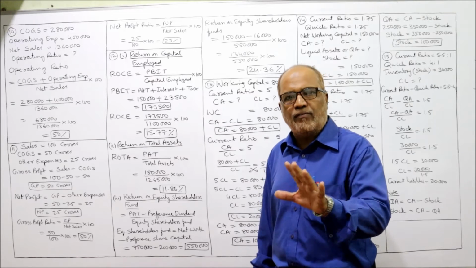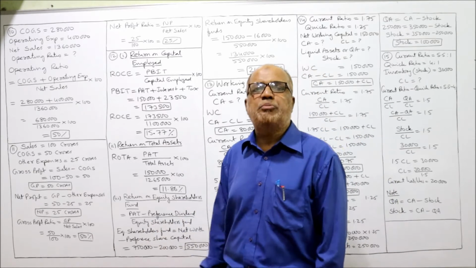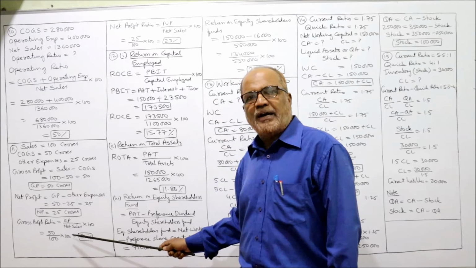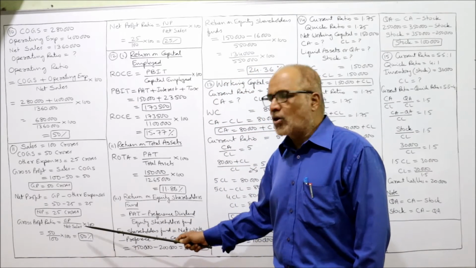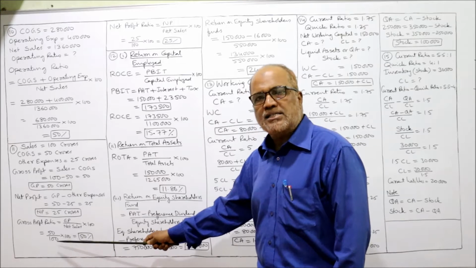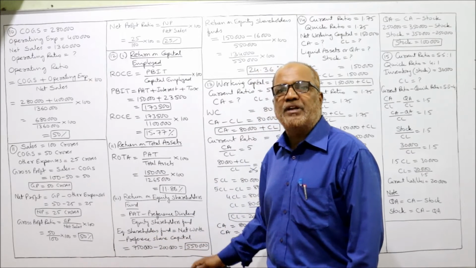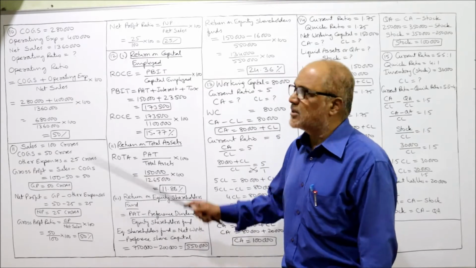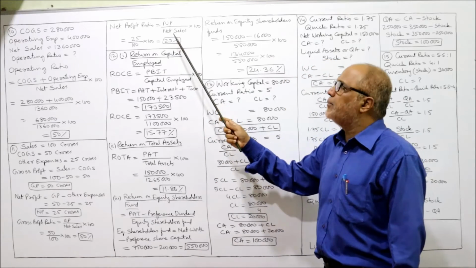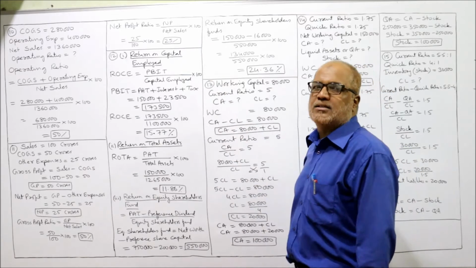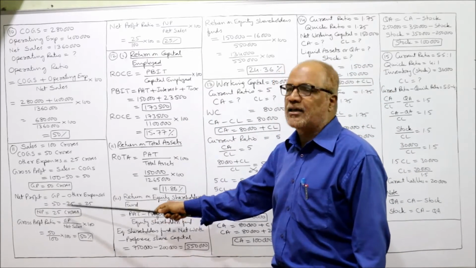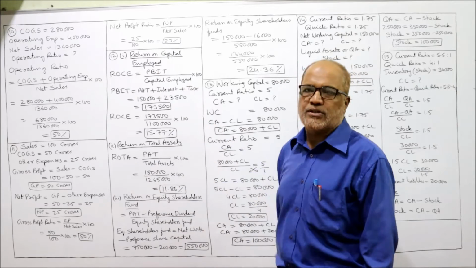Now we got gross profit, we got net profit. Easily we can find out GP ratio and NP ratio. Gross profit ratio: gross profit by net sales into 100. Gross profit 50, net sales 100, into 100. 50% is the GP ratio. Net profit ratio is equal to NP by net sales into 100. So net profit is 25 crore, already we have calculated, divided by sales 100 into 100, 25%.